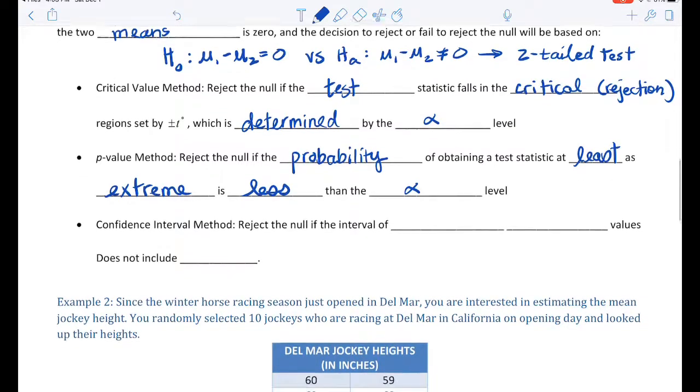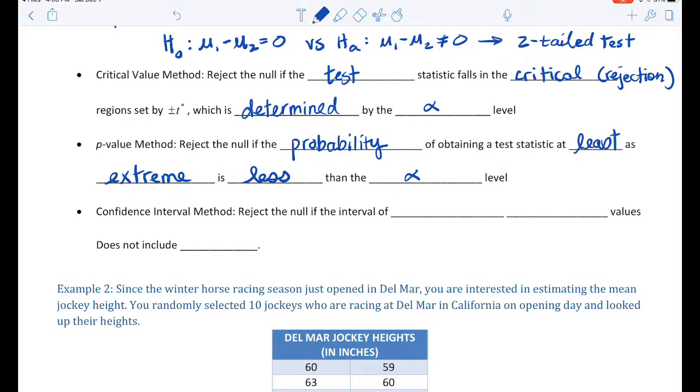The confidence interval method: reject the null if the interval of likely difference values does not include 0.